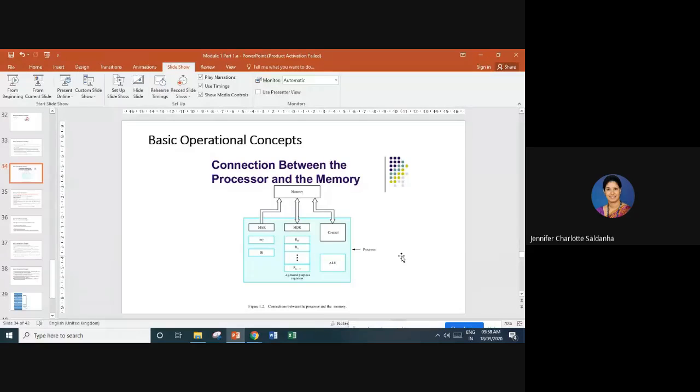So please go through the presentation, please go through both the animated videos, the one which was sent in the previous class and today's class. The previous class animation which I had sent is to understand how the instruction register and the program counter work.